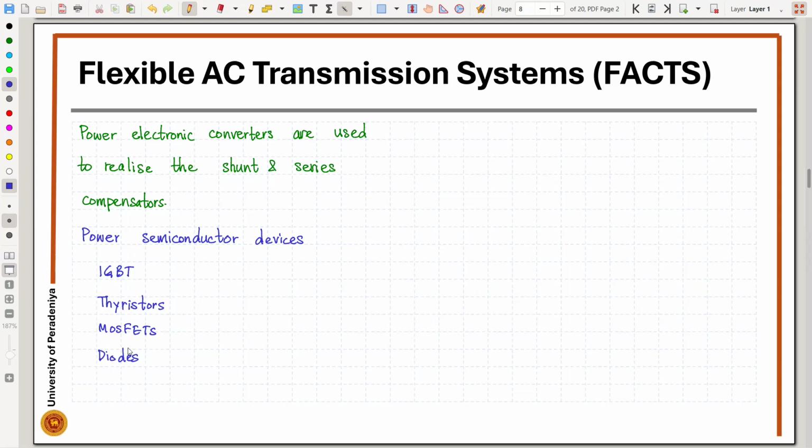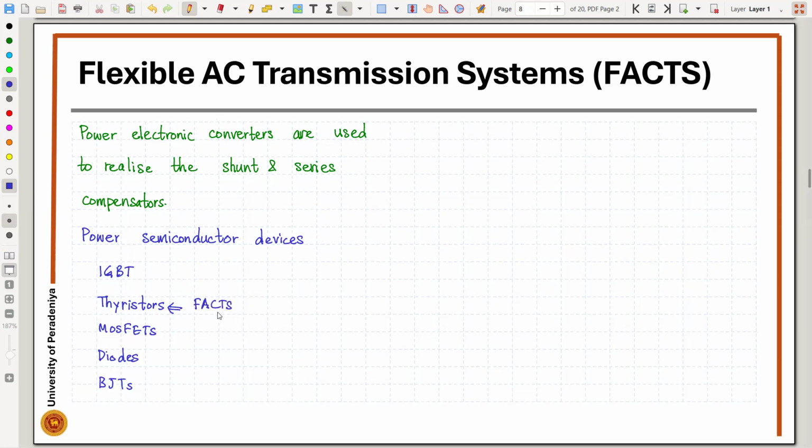Okay, so diodes, and one possible option is the power BJTs, but if we consider the practical applications today, power BJTs are not used much, but the other devices are used in power electronic converters. Now, out of these devices, if we forget about BJTs, for the implementation of FACTS devices, we rely on thyristors a lot. Thyristors are used in FACTS devices a lot.